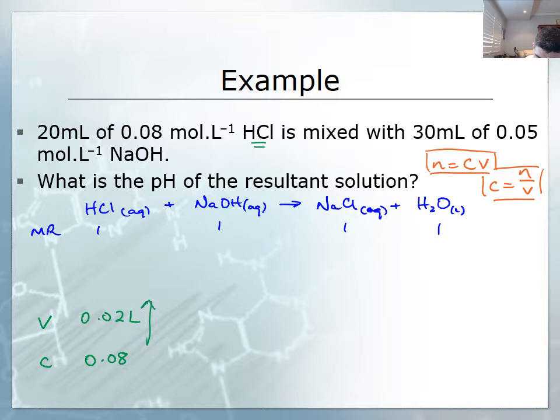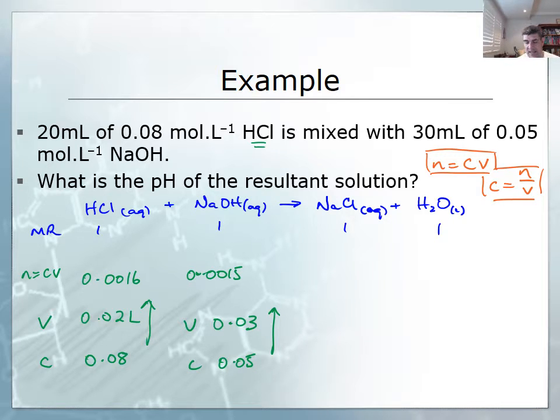Working on n equals CV, we have a number of moles of 0.0016. For the sodium hydroxide, the concentration is 0.05, and we have a volume of 0.03. Working this one up, we have 0.0015 as our number of moles. Now, because the ratio is 1 to 1, the key thing with this particular example is that we don't have exactly the same number of moles of each, and so therefore we will have an excess.